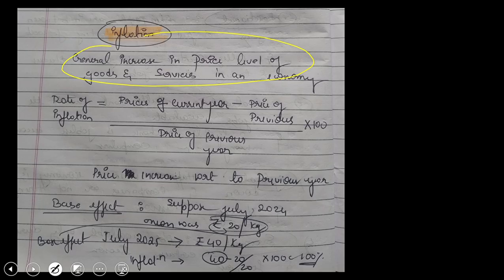Now what is the base effect here? For example, suppose in July 2024 the price of onion was 20 rupees per kg, and in the next year the price increased to 40 rupees per kg. So the base effect we consider is the previous year's price, that is 20 rupees per kg. That is called the base effect.